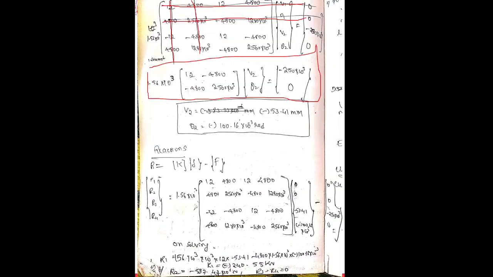But finally when you calculated, we got negative. That means V2 is not acting upward; it is acting downward. Even theta 2 is not acting anti-clockwise; it is acting in the clockwise direction. Clockwise. So let me verify.